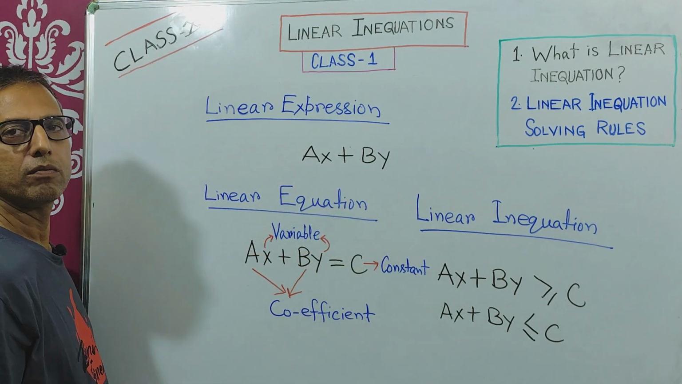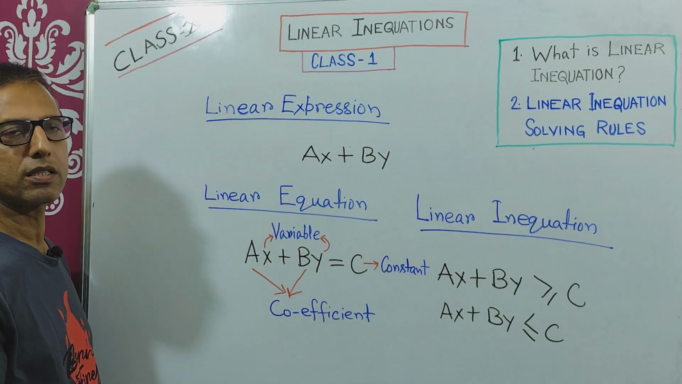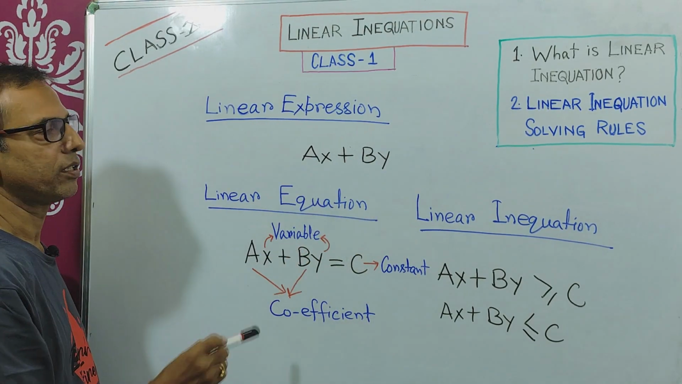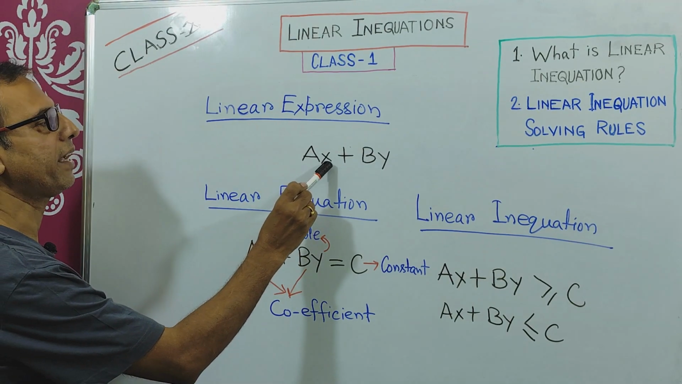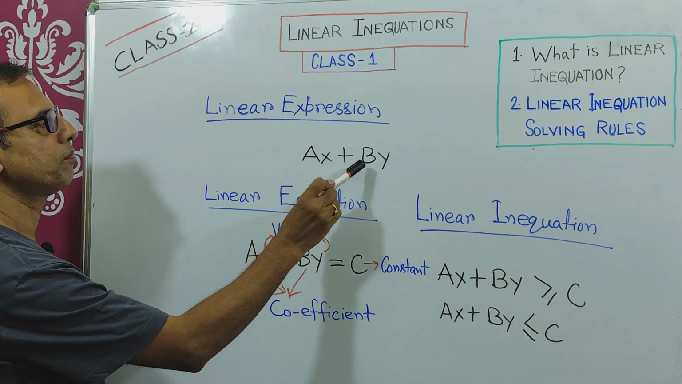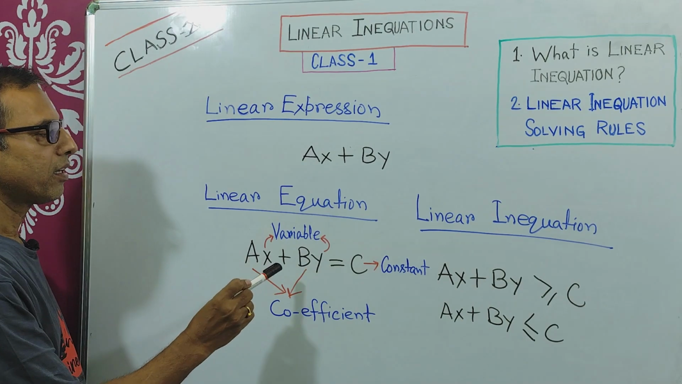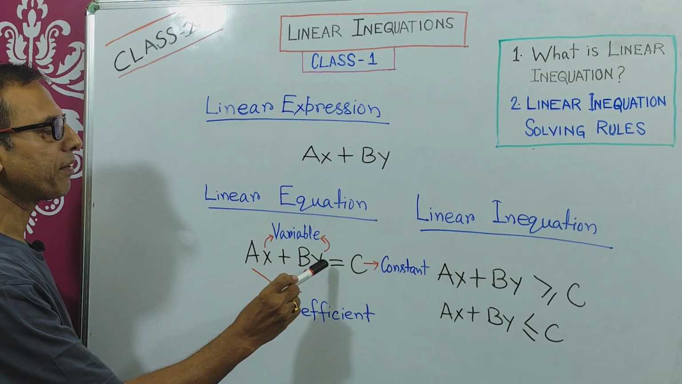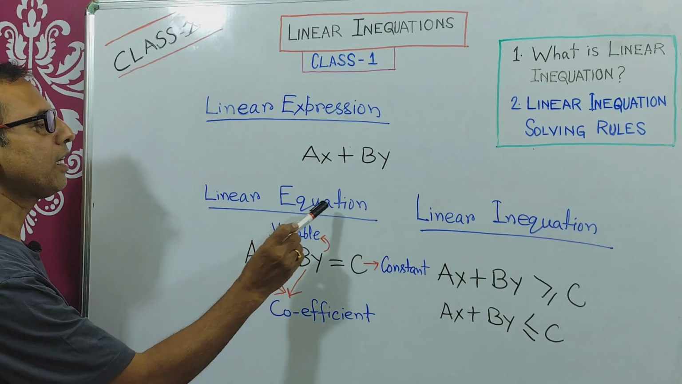ax plus by is an expression. There is no greater than, equals to, or less than sign. It is just an expression, ax plus by, where x and y are two variables. a is the coefficient of variable x, b is the coefficient of variable y. When we set up a relationship with only an equal to sign, that is an equation.